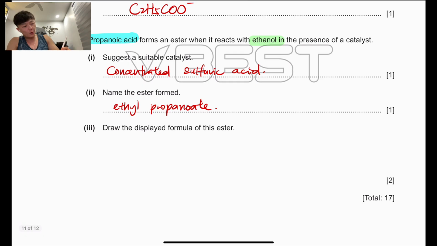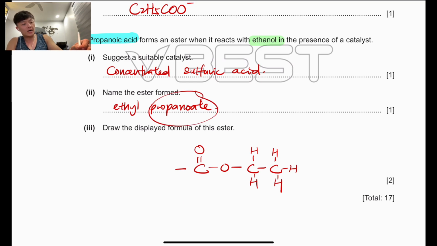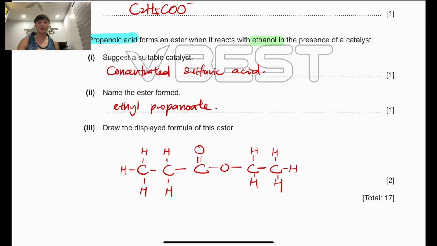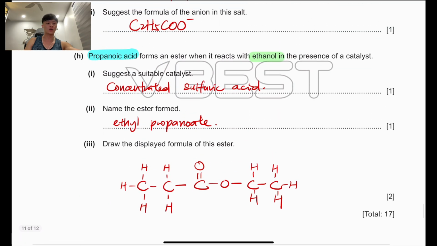Okay, and how do we draw this? Always start with the functional group COO. The alcohol part is attached to the O in COO. You see, the alcohol part has how many carbon? Ethyl, 2 carbon. So 1, 2. The rest hydrogen. Propanoate, 3 carbon. 1 carbon here, 2 more carbon. The rest hydrogen. Okay, that's all for this paper.